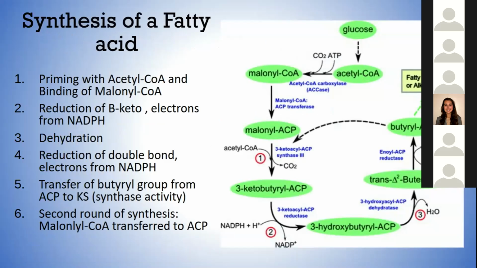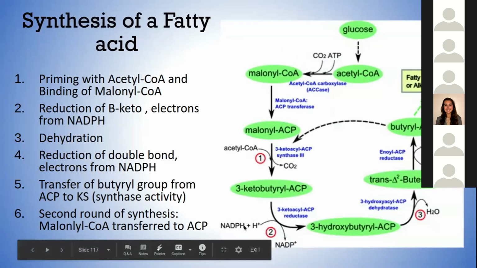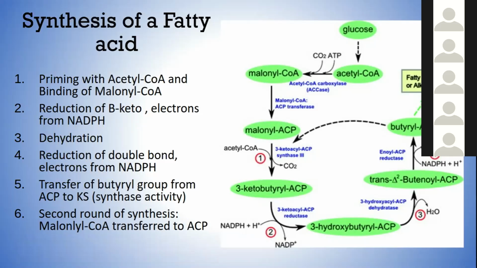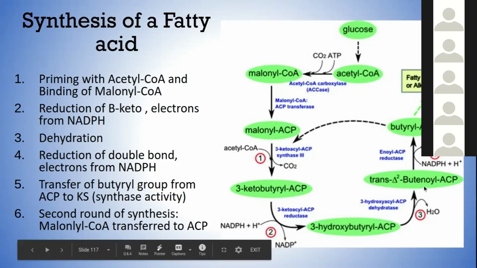So you're just putting a hydrogen in, moving those electrons from NADPH to our beta keto molecule. And then once you have that, you can dehydrate. So take H2O, sorry guys, H2O out. And once you have that, you do your second reduction step.